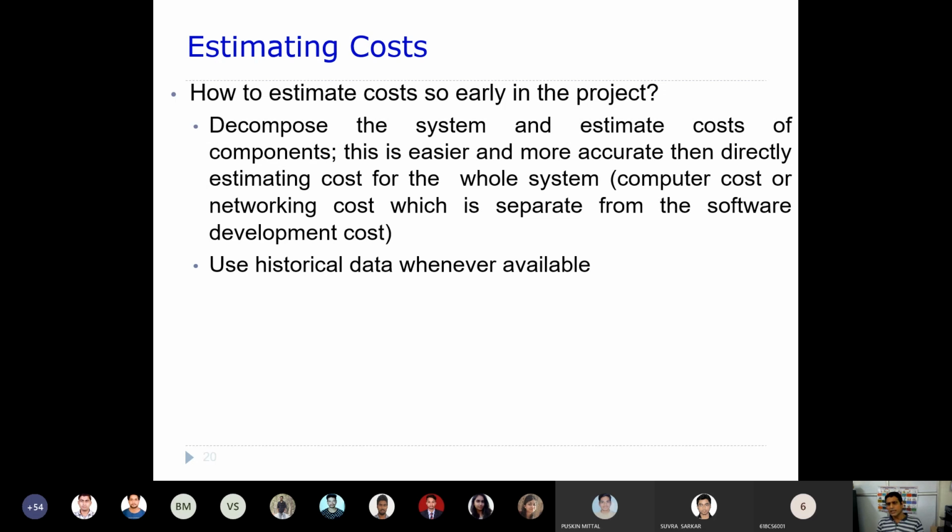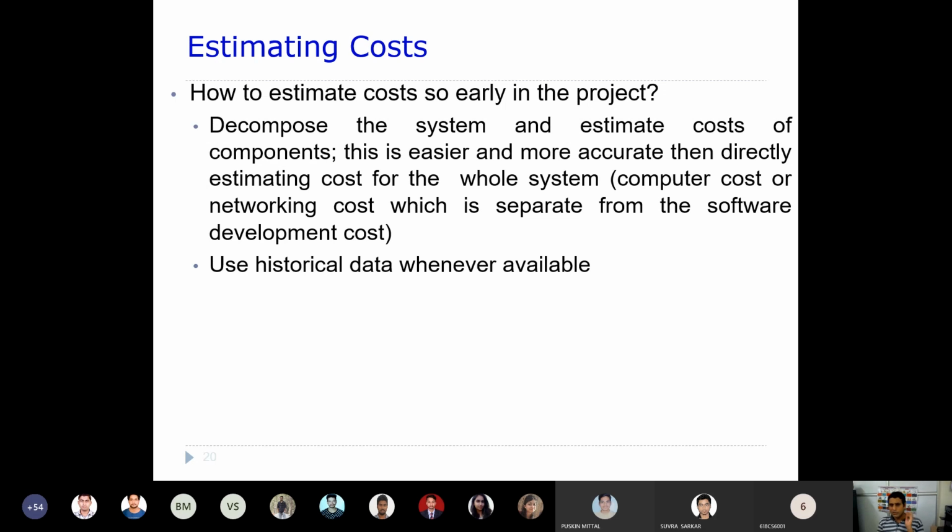When you are estimating the cost of the software system, usually we do not take into account the computer cost. That means if a personal computer is involved, that cost will not be taken into account. Or let's say you are using the internet or a local area network and need some switches and routers to form a network, those things will not be counted. Only the cost towards software development is counted.